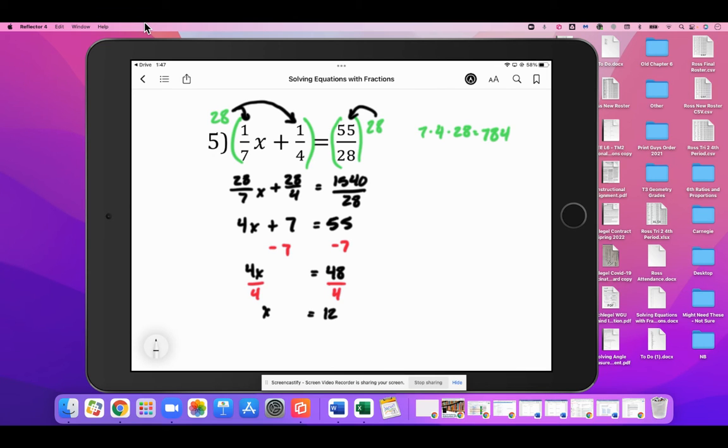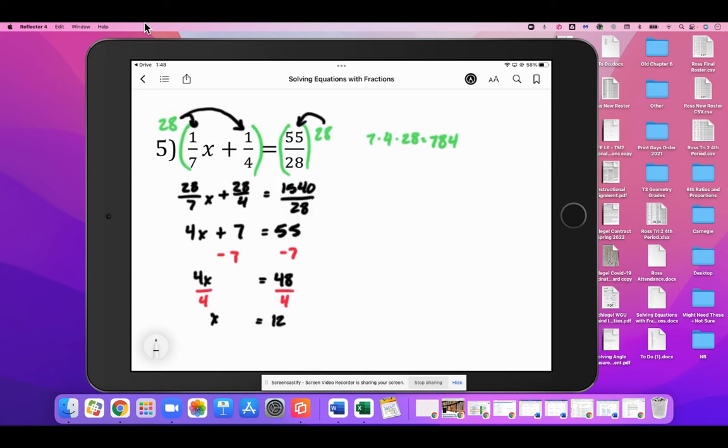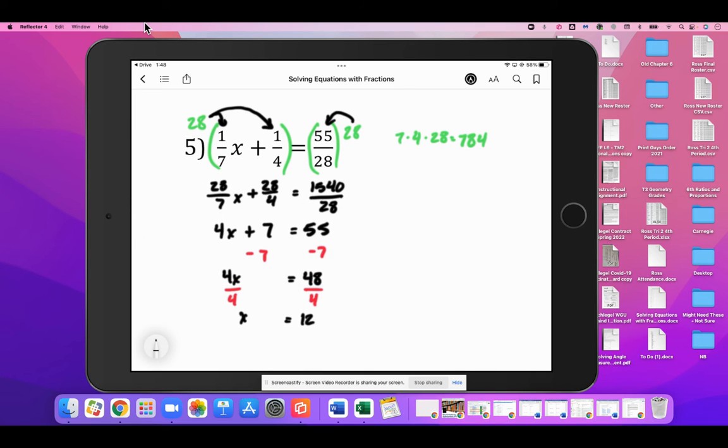So again, just understanding that if we have fractions in our equations, we can find a common multiple of the denominators, multiply both sides by that common multiple, and the fractions will divide out evenly. I'll pause, and then I'm on to number 6, my last one for today, and the rest is for you.